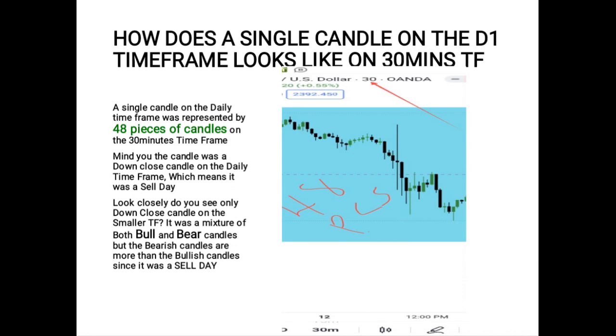How does a single candle look like? That's the D1 candle. How does it look on the 30-minute time frame? On the 30-minute time frame, one single candle on a daily time frame consists of 48 pieces on the 30-minute time frame.